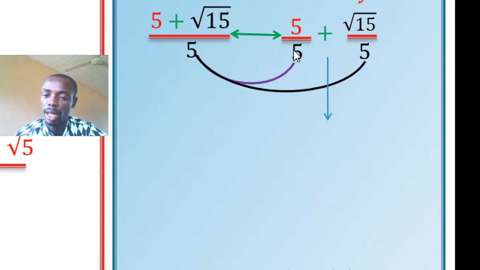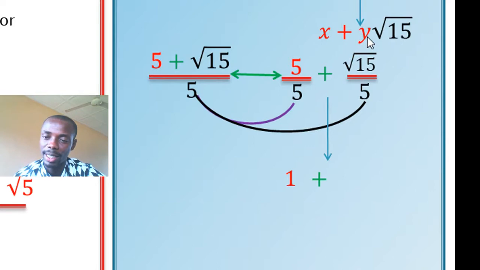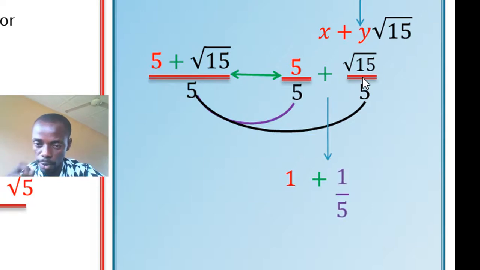So from there, our 5 over 5 is going to be giving us 1. Then plus, what do we have here? This root 15 over 5. So it's standing as a coefficient of root 15. So what is the coefficient of root 15 in root 15 over 5? That is 1 over 5 in purple.